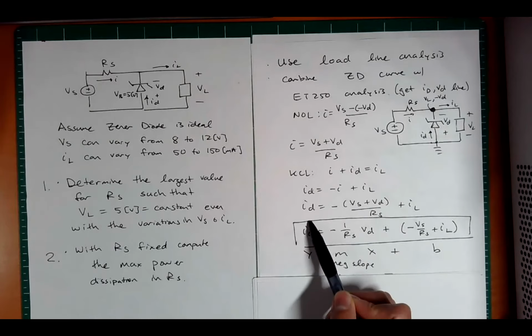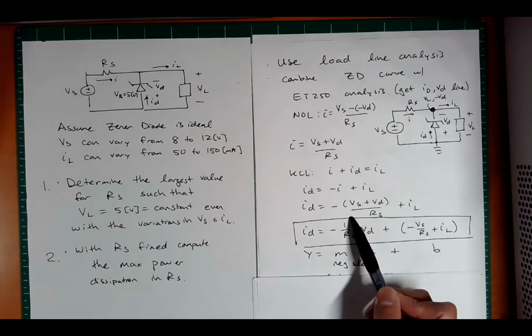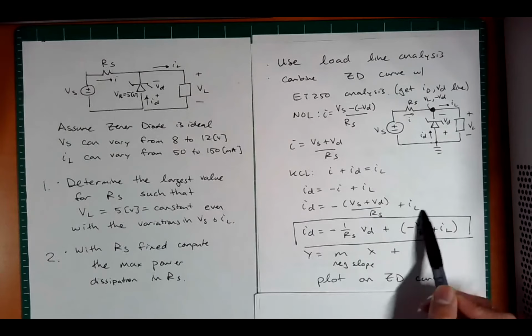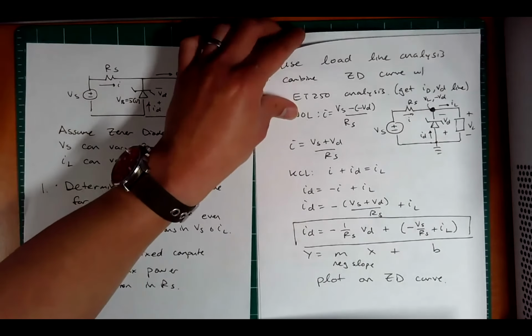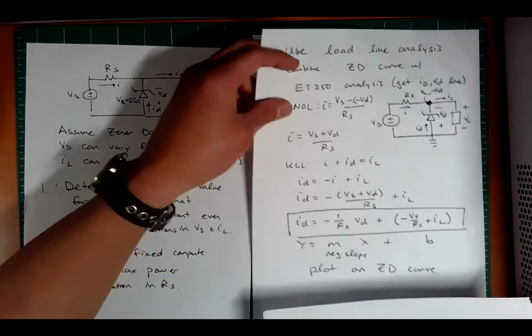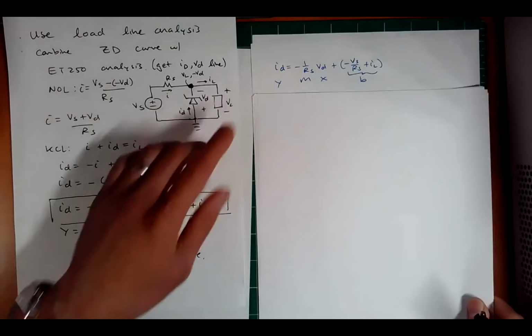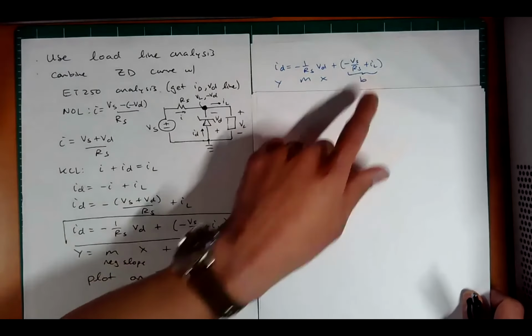You have the y, you have the x, which is V_D, you have a negative slope, and you have this y-intercept, and we can plot that on the Zener diode curve. And this is what's going to give us the load line analysis and the operating point. Okay, so imagine this is a negative slope line. So I rewrote the equation here, same thing.